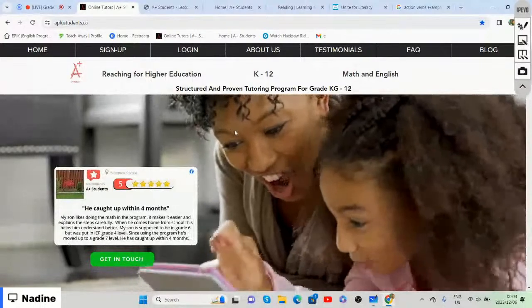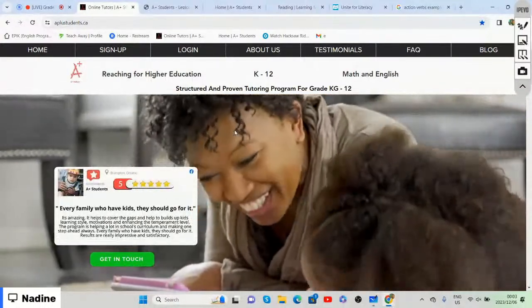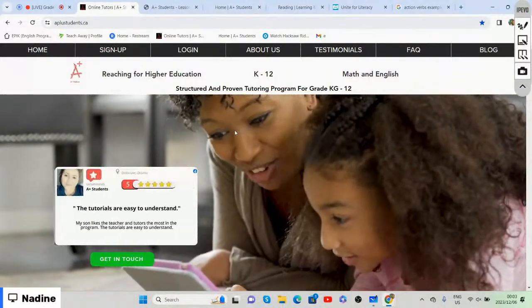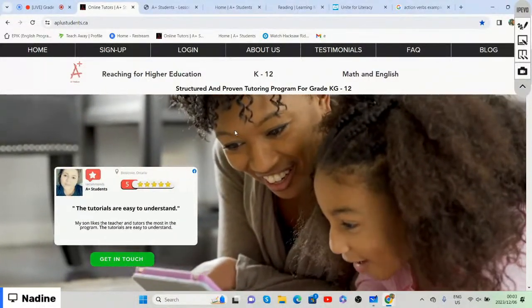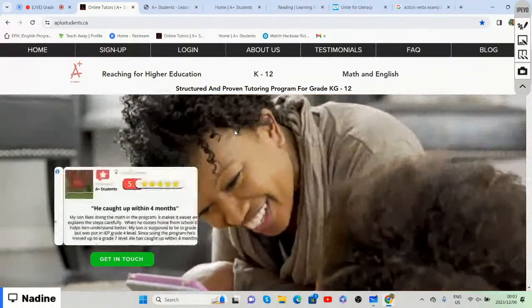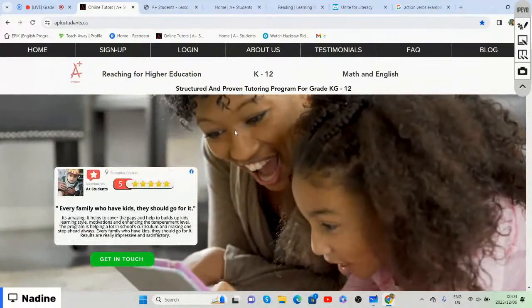Today we'll be doing our grade 1 English lesson on action verbs. Before we start with our lesson on action verbs, you're going to log into aplusstudents.ca.